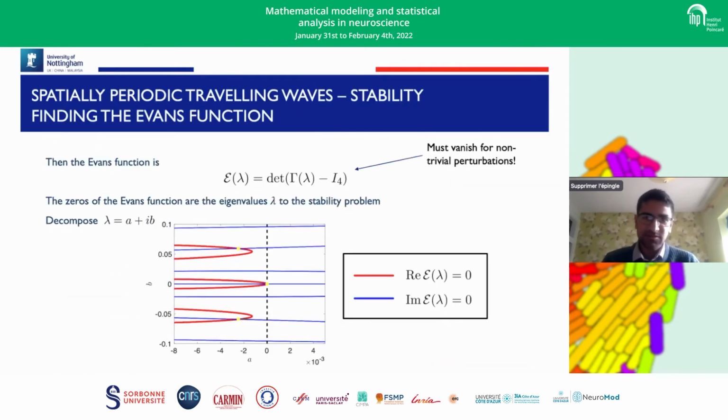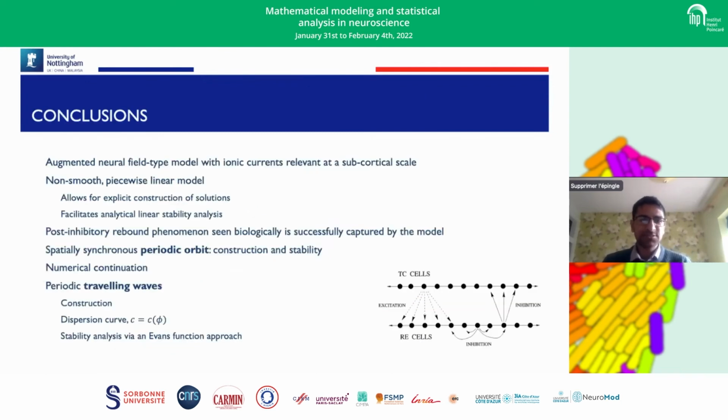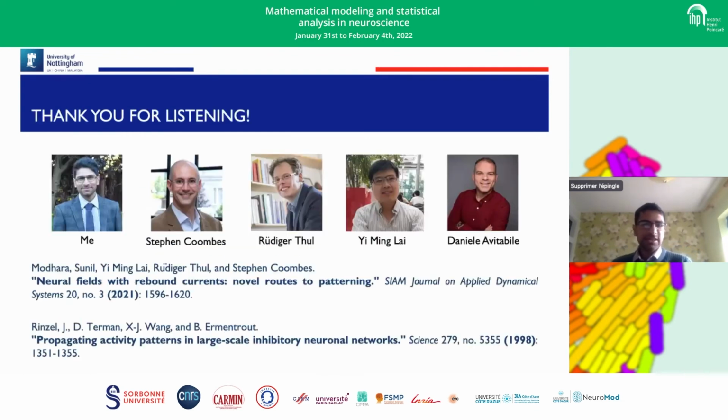And I realize I'm more or less out of time, so I just want to skip to the end and summarize what we've been talking about today. We've looked at a model of thalamic tissue, the most basic model you can get, which exhibits the post-inhibitory rebound phenomenon, which is seen in real thalamic tissue. And we looked at constructing the periodic orbit solution to that and looking at instability and seeing what kind of patterns arose from doing so.